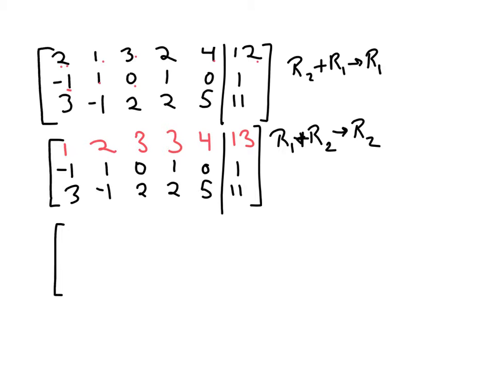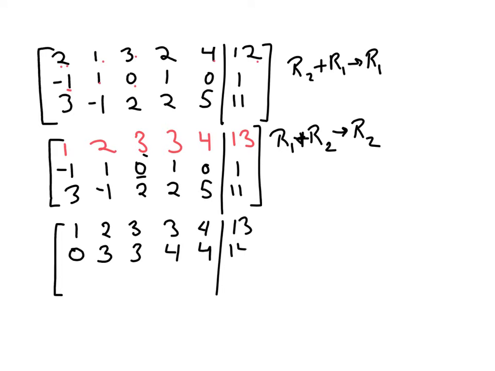All right, so I'm going to go ahead and do that. So leave row 1 the way it was. But now I'm going to do the row operation and change row 2. So 1 plus -1, so that's 0. 2 plus 1, so that's 3. 3 plus 0, so that's 3. 3 plus 1, and 4 plus 0, and 13 plus 1.